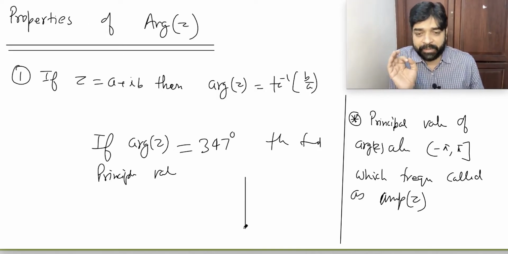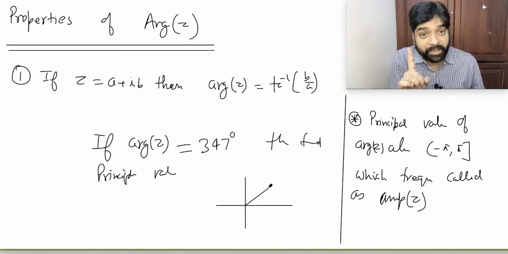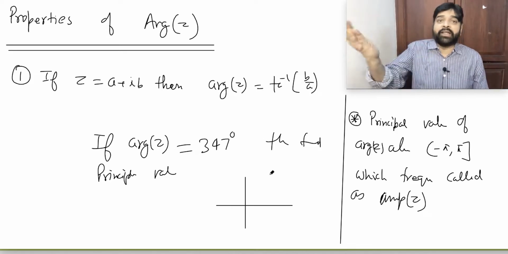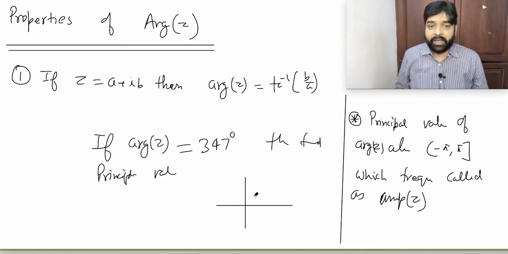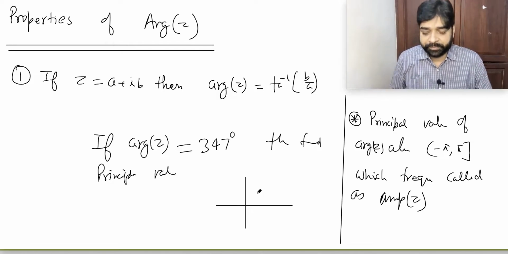Think of a complex number. The beauty of a complex number is that you can rotate any complex number clockwise or anti-clockwise by 360 degree, or one round or two rounds, and the complex number will not change. But if you rotate a complex number, its argument will increase or decrease. Are you getting it?